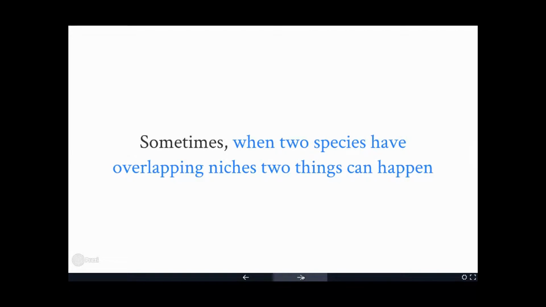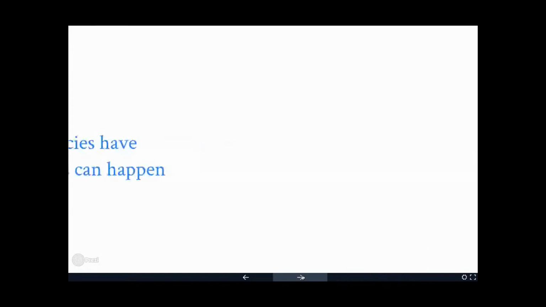If there's an organism like a squirrel in the forest that eats acorns, no other organism in the forest is going to be eating acorns. Generally, niches do not overlap. Two organisms do not do the same thing. There are some rare exceptions to that, but they generally don't overlap.